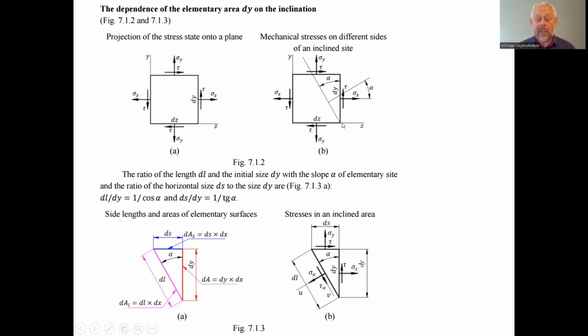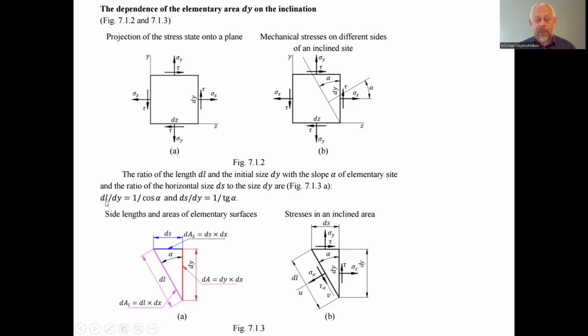This is dy, the initial size of this element of the mechanical body with the slope alpha, and the ratio of the elementary side, the very small horizontal size ds, to the size dy. So we can find the proportions of dl to dy. Dy is one of the legs, the adjacent leg to this angle alpha, the inclination of the slope, and this is the opposite leg. This is the hypotenuse part of the cutout section.